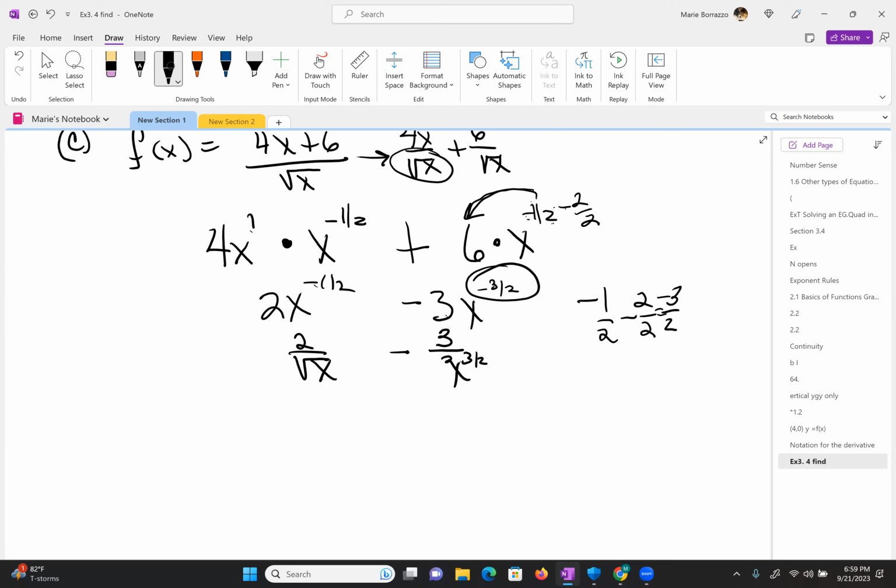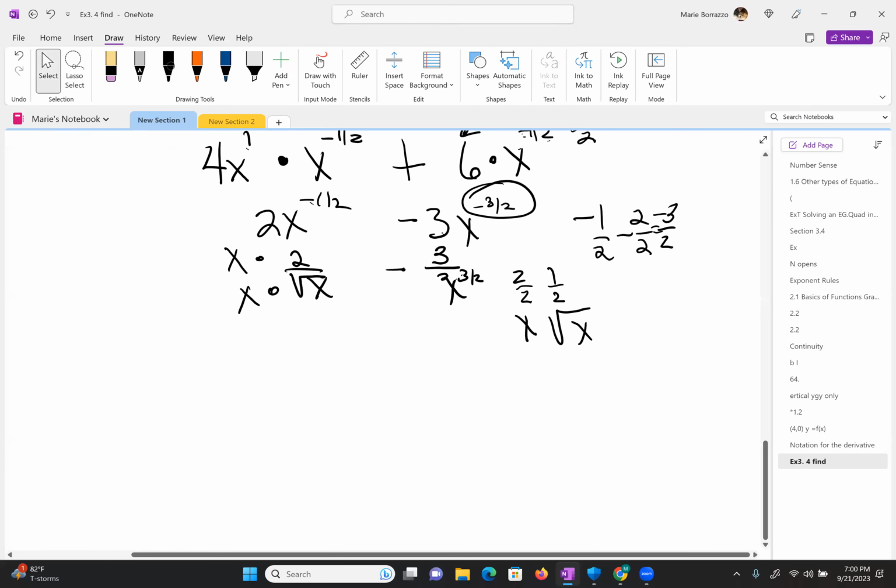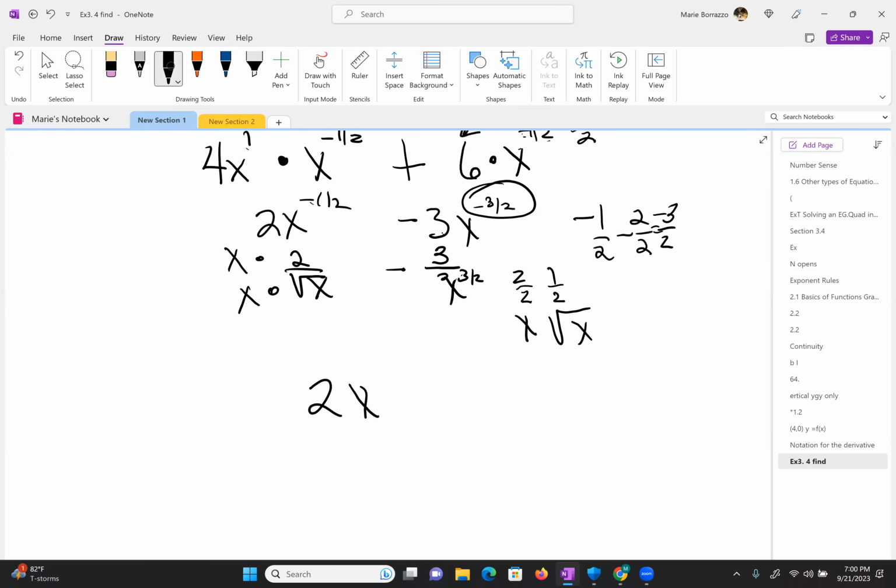But I want you to remember that this means that I have a 2/2 and a 1/2, which means that I have some x and some square root of x, which is why I end up multiplying by x top and bottom here, because I want a common denominator. So now I have the same exponent values. So now this becomes 2x minus 3, and all of this over x square root of x.